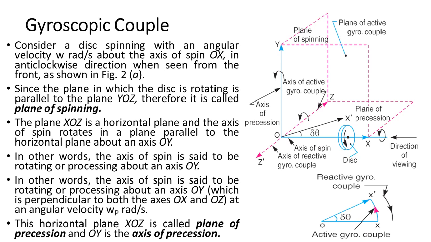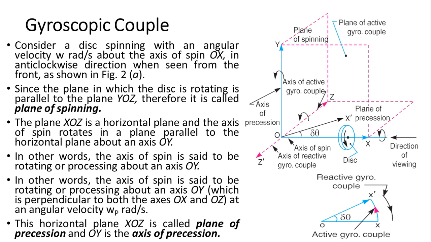So you can see in this figure the x-axis, that is from the direction of viewing, on the disk which is moving at a particular speed. If you consider the x-axis there, that is nothing but the axis of spin. You can see that in the figure. And the y-axis is nothing but the axis of precession.